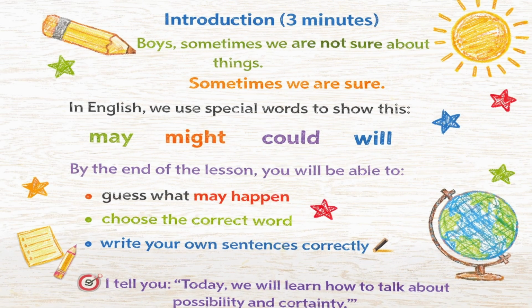Boys, sometimes we are not sure about things. Sometimes we are sure. In English, we use special words to show this. May, might, could, will. By the end of the lesson, you will be able to guess what may happen. Choose the correct word. Write your own sentences correctly.